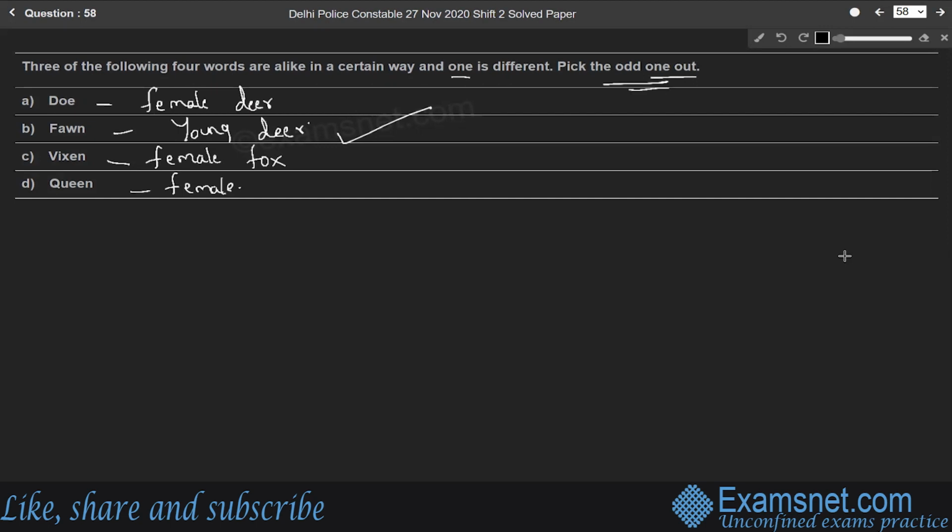Right. So there is an alternate approach also. Except the word fawn, all other words have two or more vowels in them. In option A, doe has two vowels, vixen also has two vowels, and option D, queen, has two vowels. Therefore, option B is the odd one out.